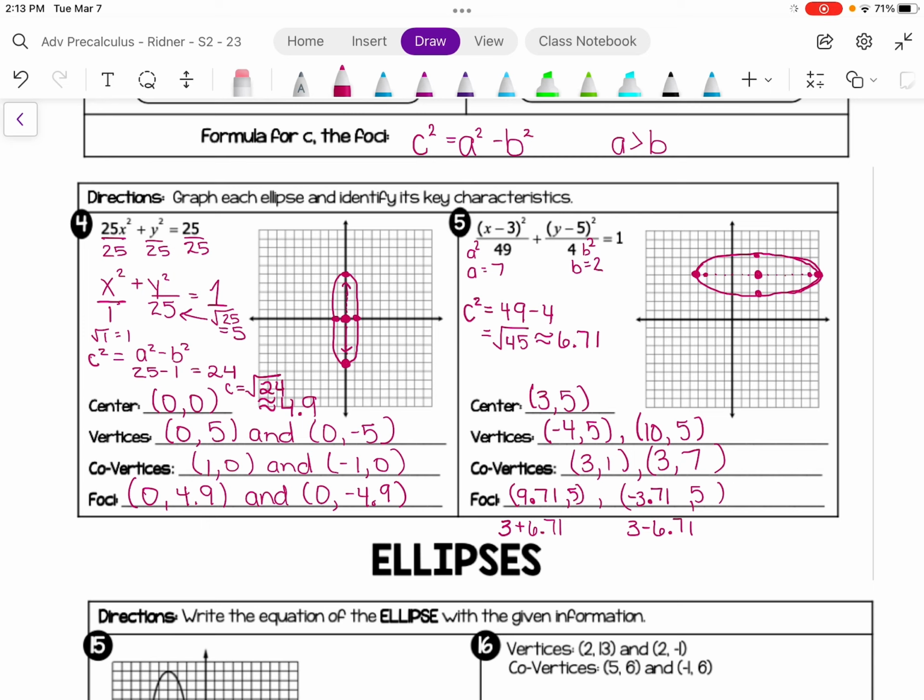So let's see how close I got here. 9.71. I still wasn't close enough on that one. Not quite close enough on that one. Okay. All right, so that is graphing ellipses.